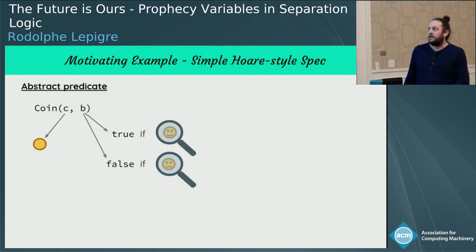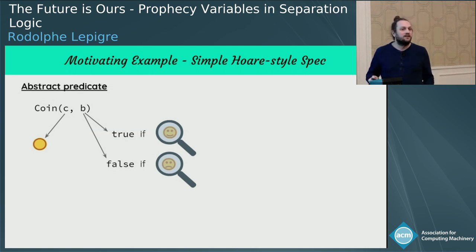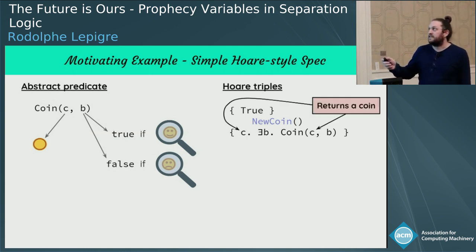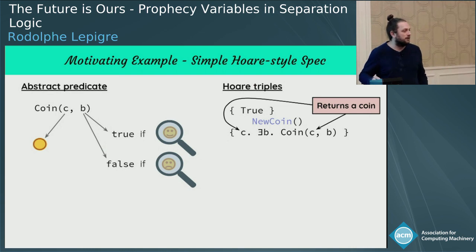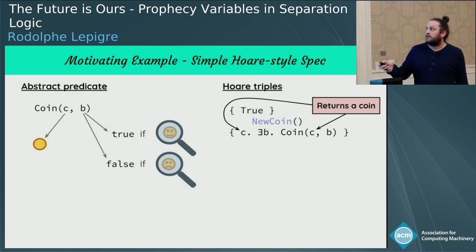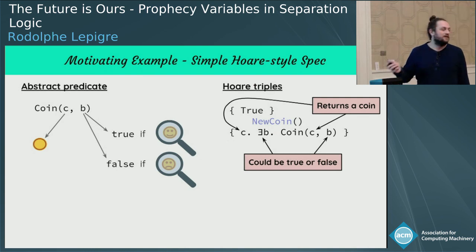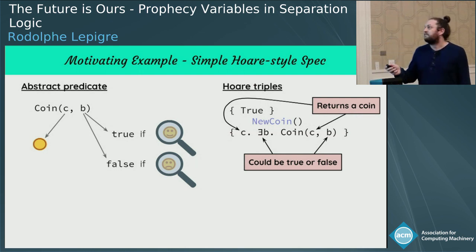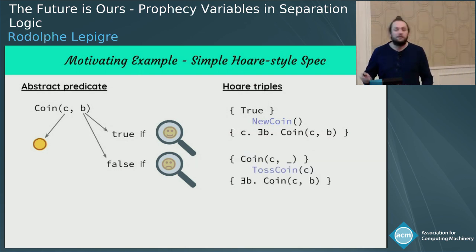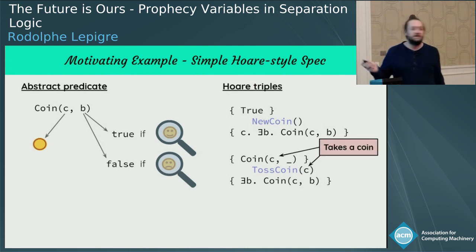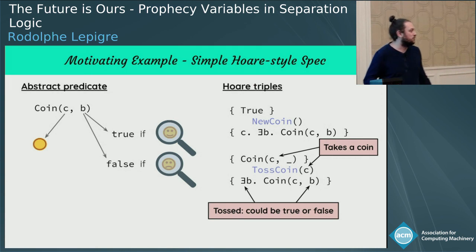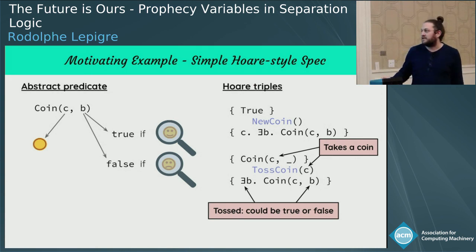With such an abstract predicate in hand, we can start giving Hoare triples for our operations. For new coin, we don't have any particular precondition, and the operation produces a value C that should be a coin according to our abstract predicate. Notice that in the postcondition, we have an existential quantifier, and this has to do with the fact that at the beginning, we don't know in what mood the coin may be. For tossing, it is required that the argument of the function is a coin, so this appears as precondition. And in the postcondition, it is similar to new coin, because after tossing, of course, we don't know what the mood of the coin is.